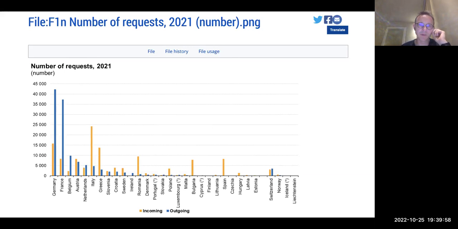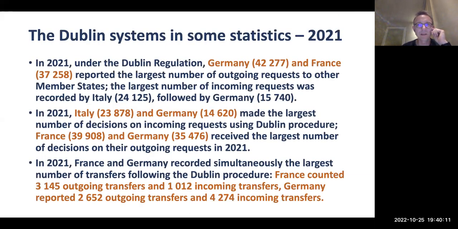The other ones are the incoming requests. You can see it like this. Just comparing Germany and Italy, for example, you can see this kind of flipping coin, if you want. What it shows in practice is that you have Germany filing the largest number of outgoing requests, and Italy having the largest number of incoming requests.